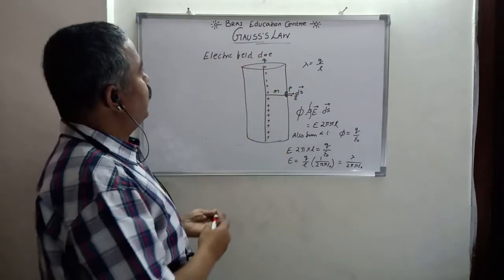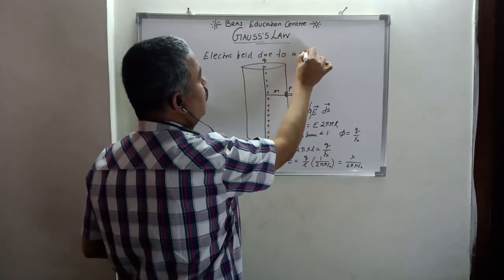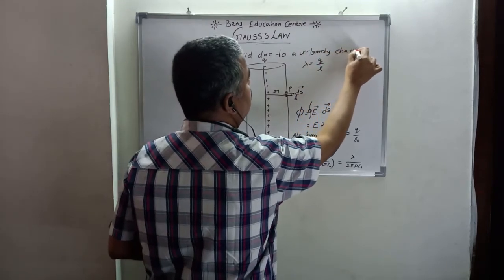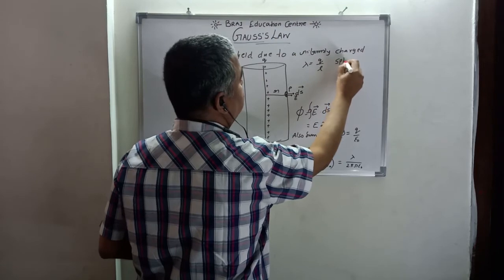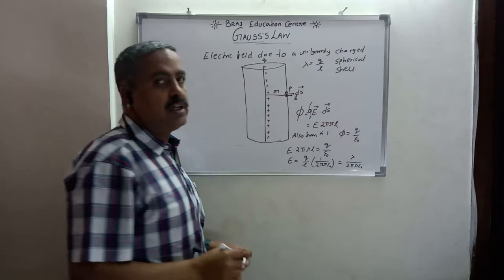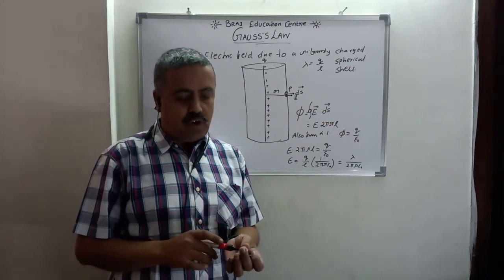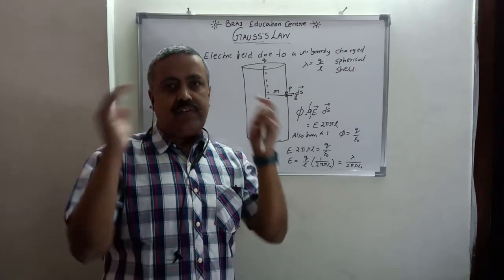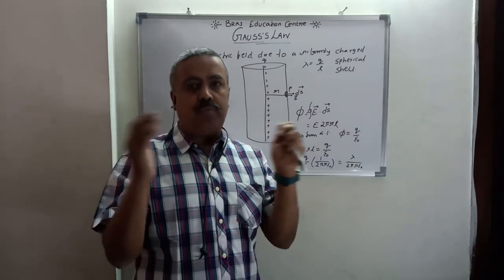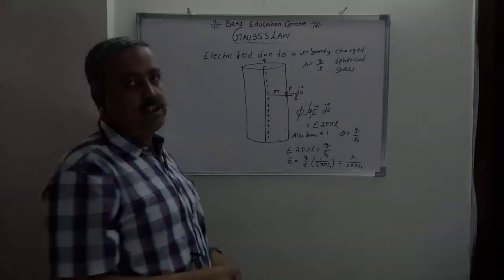Now we go to electric field due to a uniformly charged spherical shell. Remember, when we say spherical shell, it means we are talking about what? A hollow sphere. So in the hollow sphere, the charge is at the surface of the sphere. It is uniformly charged, means the charge density is uniform throughout. And we start our discussion of the second application.